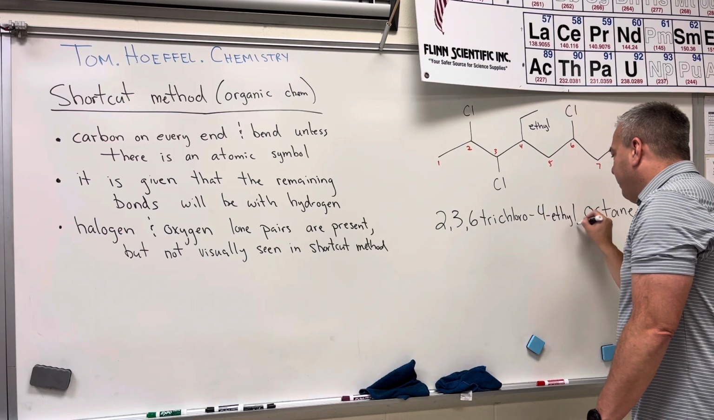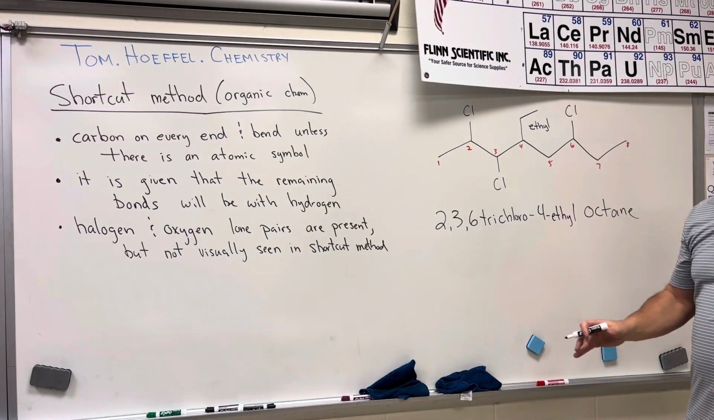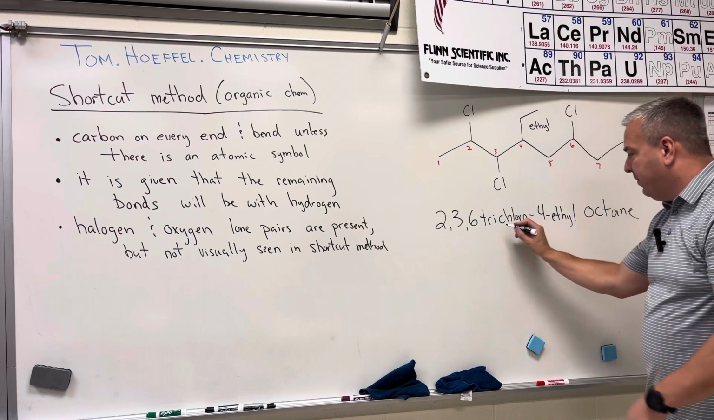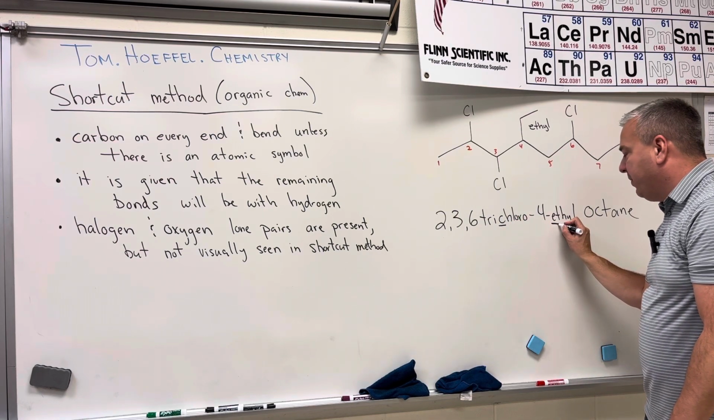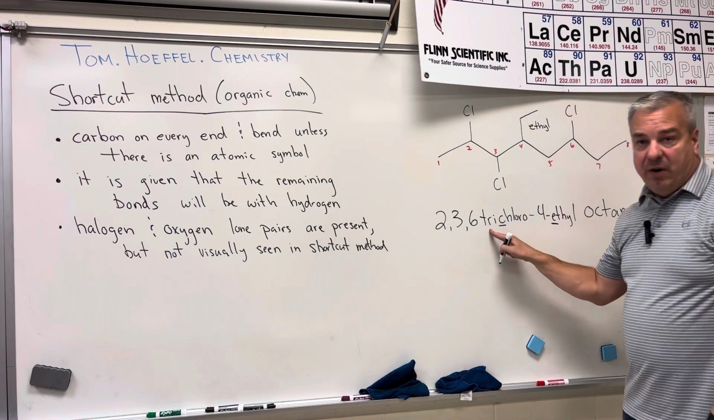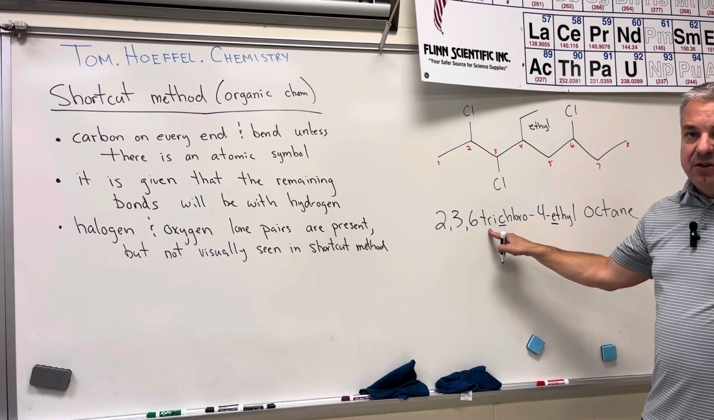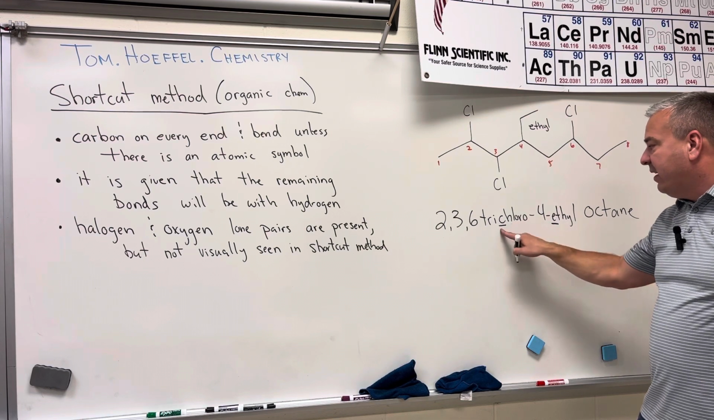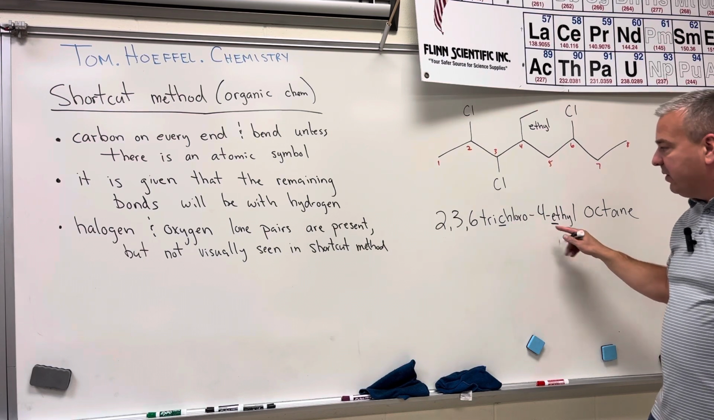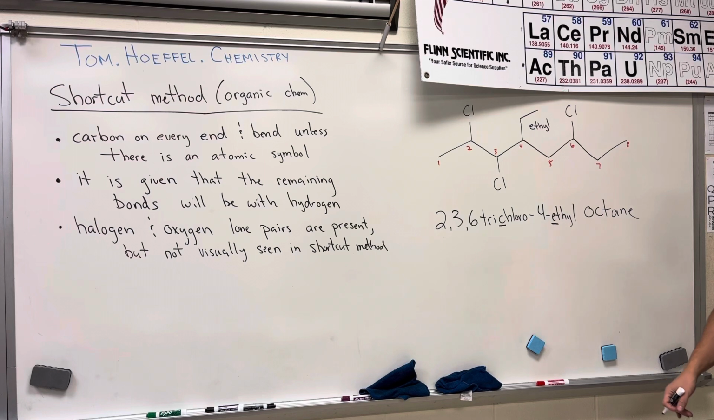4-ethyl. And I want to remind you, when we're naming these side chains, we're going to put them in alphabetical order. So the C is going to come before the E. Remember, we're not using the prefix to alphabetize. We're only using the name of the side chain to put them in alphabetical order. So this problem is going to be 2,3,6-trichloro-4-ethyloctane.